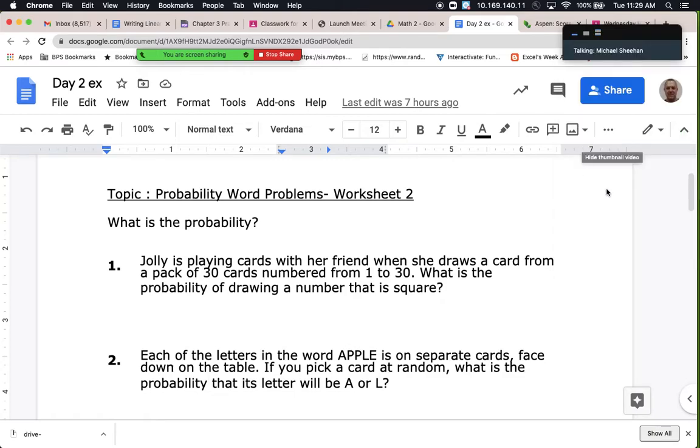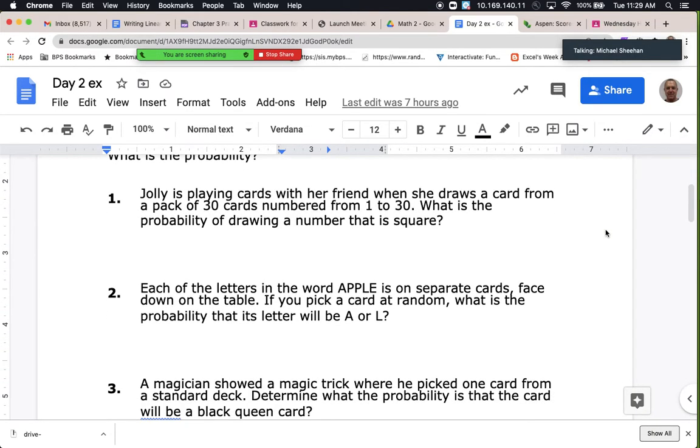Jolly, I don't know whose name is Jolly, but somebody's name is Jolly. And she's playing cards with her friend. When she draws a card from a pack of 30 cards, numbered 1 to 30. All right? And when they say a square, they mean a perfect square.